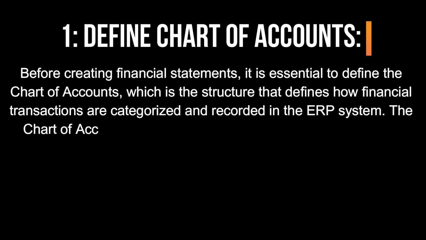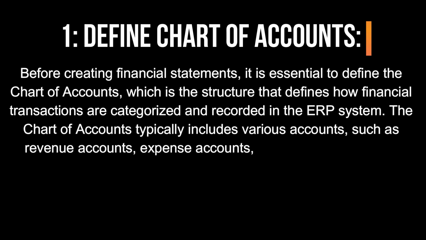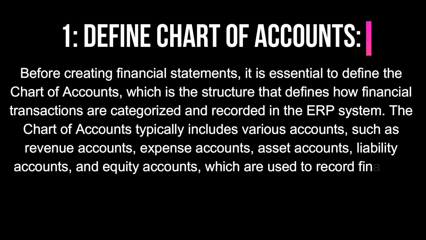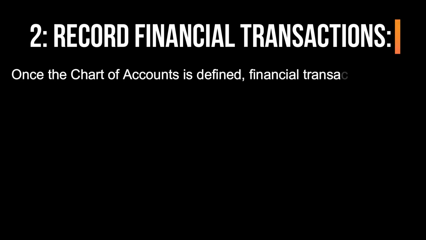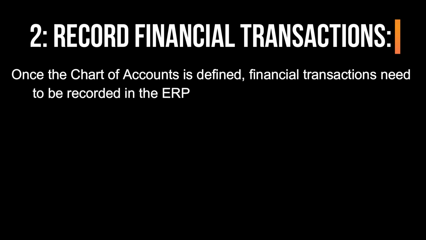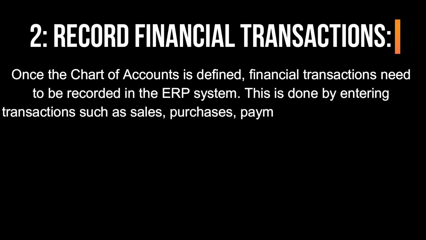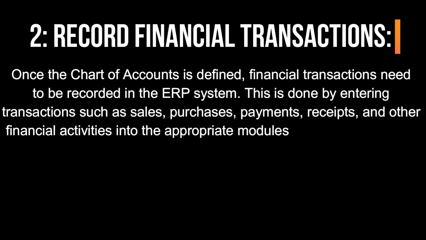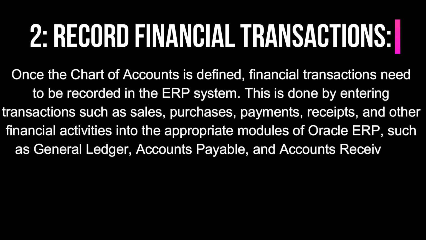The chart of accounts typically includes various accounts, such as revenue accounts, expense accounts, asset accounts, liability accounts, and equity accounts, which are used to record financial transactions. 2. Record financial transactions. Once the chart of accounts is defined, financial transactions need to be recorded in the ERP system. This is done by entering transactions such as sales, purchases, payments, receipts, and other financial activities into the appropriate modules of Oracle ERP, such as General Ledger, Accounts Payable, and Accounts Receivable.